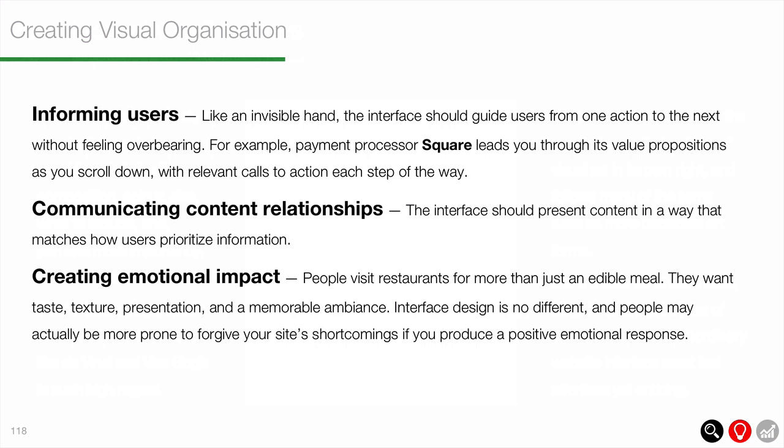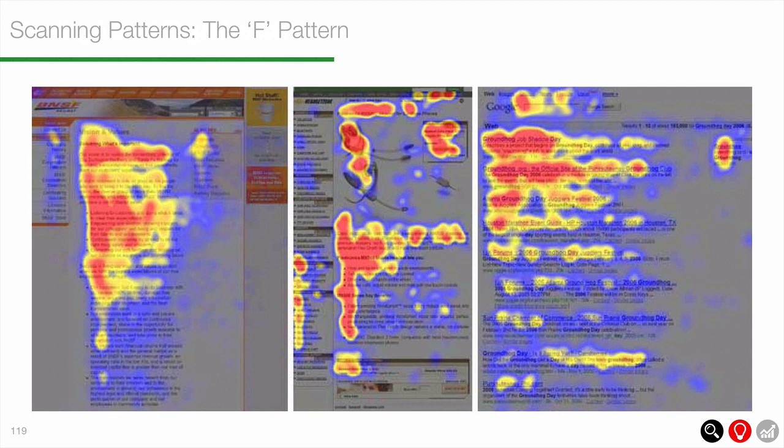And also things like creating emotional impacts. So people visit restaurants for more than just an edible meal. They want an experience, don't they? They want a taste, texture, presentation, etc. So that's some of the considerations we should start thinking about.